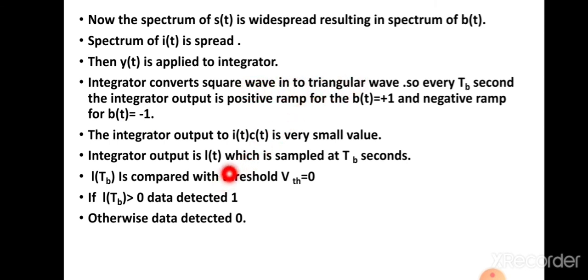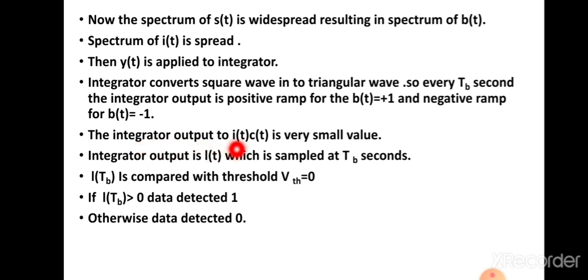So a triangular waveform will have an increasing ramp and a decreasing ramp, again an increasing ramp and a decreasing ramp. So for every TB second, the integrator output is a positive, that is an increasing, ramp for b of t equal to plus 1. That is, corresponding to b of t equal to plus 1, a positive signal, the output of the integrator will be a positive ramp. Corresponding to the negative input, whenever b of t equal to minus 1, that is a negative square pulse, the integrator output will be a decreasing or negative ramp. So that is the integrator output, altogether a triangular waveform.